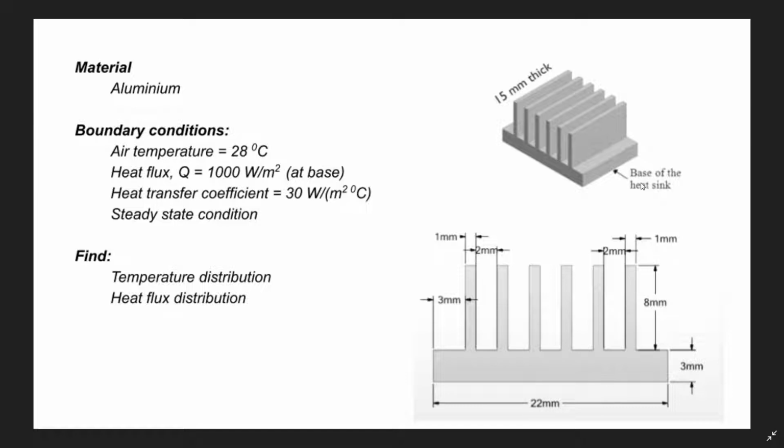And we are considering a steady state condition of heat transfer from the fin to the atmosphere. In this problem, we need to find the temperature distribution, that means from the source or the base of the heat sink to the extreme end of the fin, and also the heat flux distribution. The geometry is given as 22 mm wide and 15 mm thick, and the height of the fins is 8 mm, and the thickness of every fin is 1 millimeter.